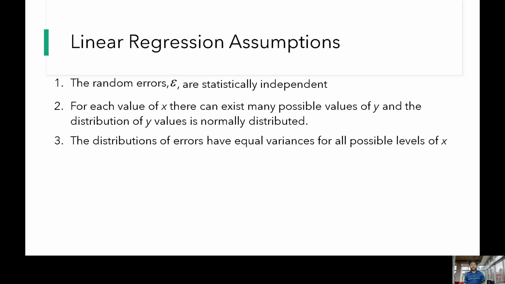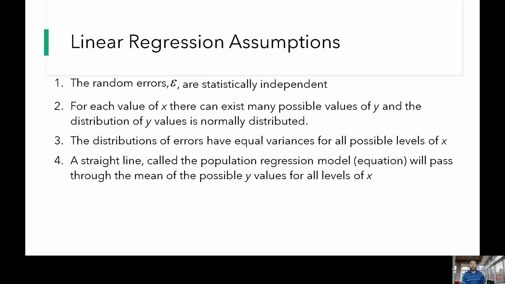So there are different linear regression assumptions which we must take into consideration. The random errors are statistically independent. For each value of x, there can exist many possible values of y, and the distribution of y values is normally distributed. The distributions of errors have equal variances for all possible levels, and a straight line called the population regression model will pass through the mean of the possible y values for all values of x.